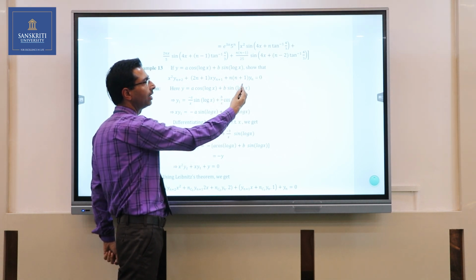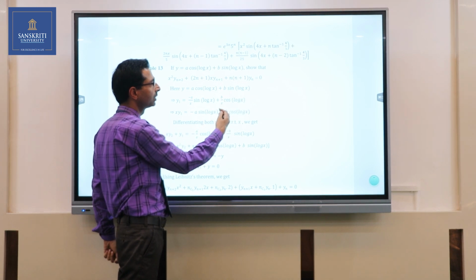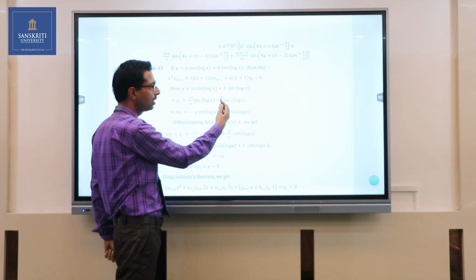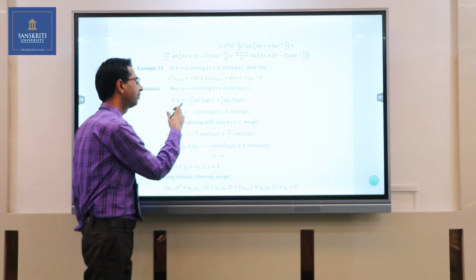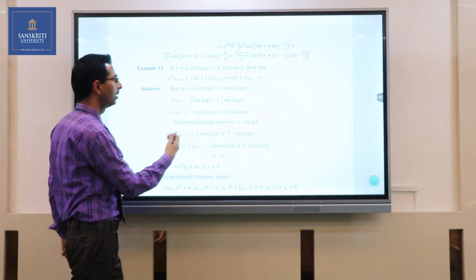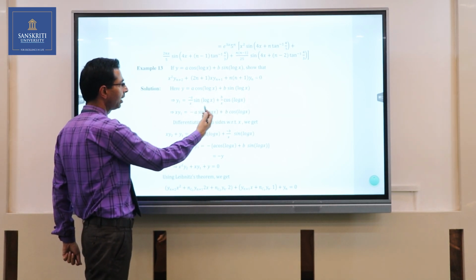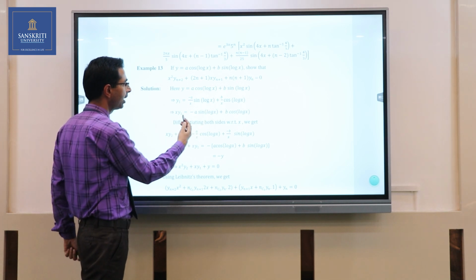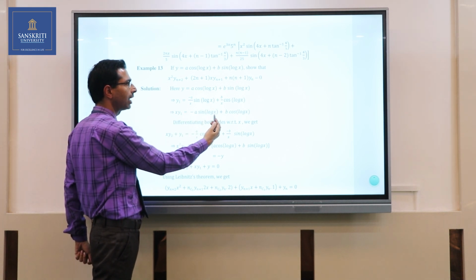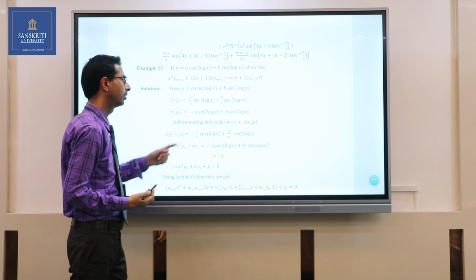So cos, and the differentiation of log x is 1 upon x, and b as it is. So b upon x cos log x. This is the first derivative. Now again we take some LCM on the left hand side. So x dy/dx is equal to minus a sin log x plus b cos log x.